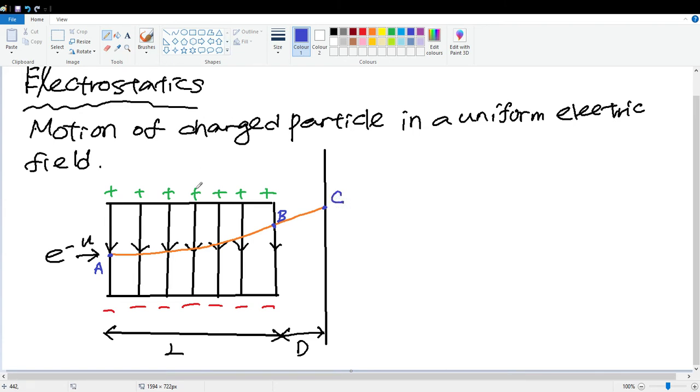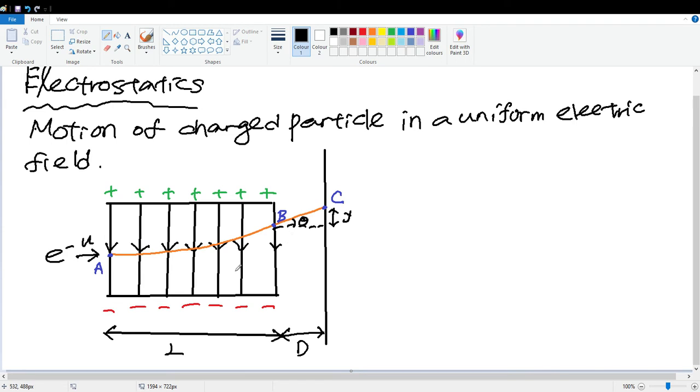From here we have this vertical distance, which I consider as y. This y represents the distance of the deflection of the electron after leaving the region of the electric field. This one shall be my theta, and this one is also theta.